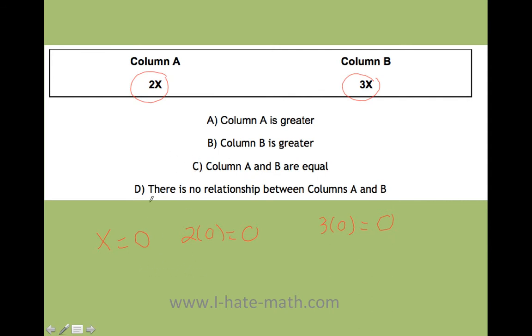But you have to be careful. They don't tell me that x is only 0. Well, what if I have a -1? Look what I'm doing. 2 times -1 is -2. 3 times -1 is -3. In this case, actually, B is greater. So see, I have a discrepancy here. Therefore, my answer is going to be D. There's no relationship between the two columns.